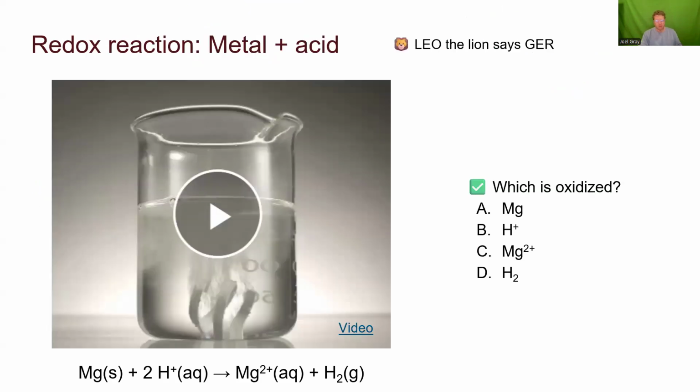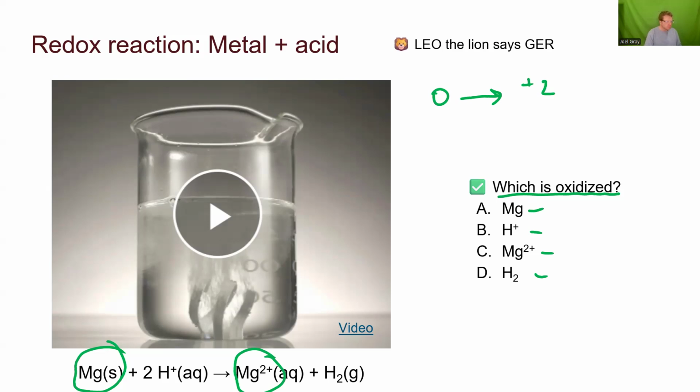In a redox reaction, this is what we see. We talked about an acid and a metal. Here what we got, magnesium going to Mg2 plus. Well, this question is which is oxidized? We've got magnesium, H plus, Mg2 plus, H2. Magnesium goes from being neutral to having a +2 charge. How do you do that? Well, think about this in terms of number of protons and neutrons. I always like to think about, let's just switch this actually.